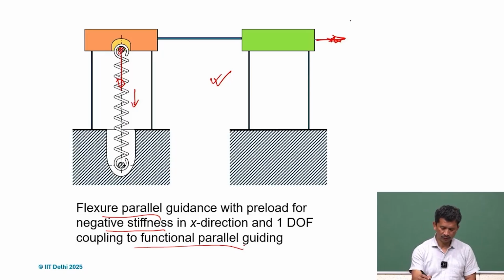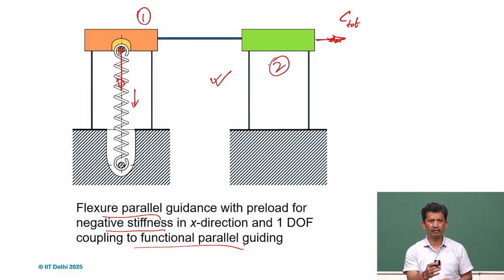So here the C total, because there are many parallel guidance. So one is here, another is here. So we have to put everything together, and we can see what is the C total we want, and we can calculate accordingly. So we have learned a lot of mechanisms, and also learned how to play with the stiffness values.